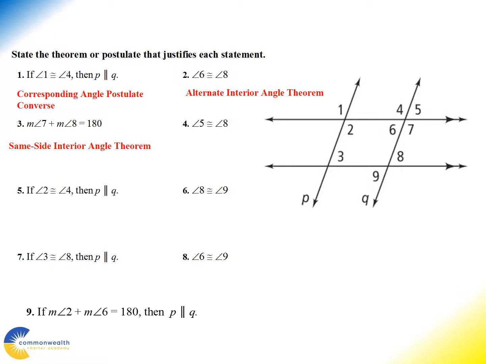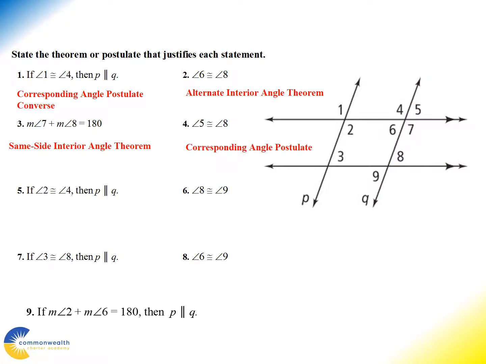Whereas for number 4, angle 5 being congruent to angle 8, again the shared transversal is line Q. And so those being the shared transversal, these two lines that we know are parallel, that the transversal passes through, those angles are corresponding angles. So this will just be the corresponding angle postulate, not the converse, because we know the lines are parallel, and we have a result of these angles being congruent.